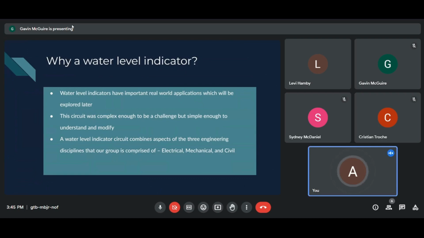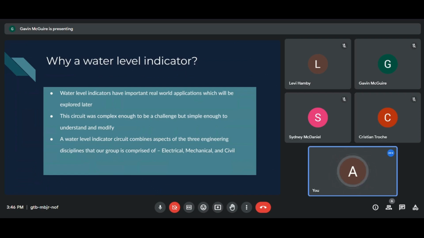So why did our group choose a water level indicator circuit? Water level indicators have many important and real world applications that will be touched on a little bit more later in our presentation, but just think like groundwater systems and hydrology systems. The circuit was also complex enough to be a little bit of a challenge figuring it out, but simple enough to understand and modify to fit our needs for this project.